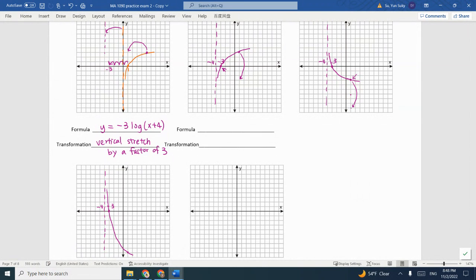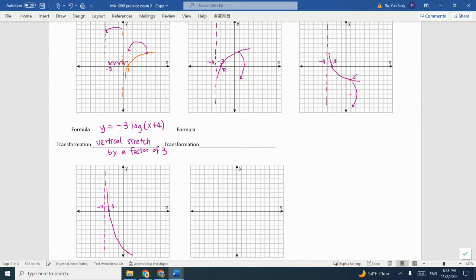By the way, I'm not saying the function must pass through this point 1, -1. This is just a sketch. At least you can see the difference between that one and that one. You can see the shape is stretched by a factor of 3. I just pick some points and roughly multiply the y coordinate by 3 to stretch it.